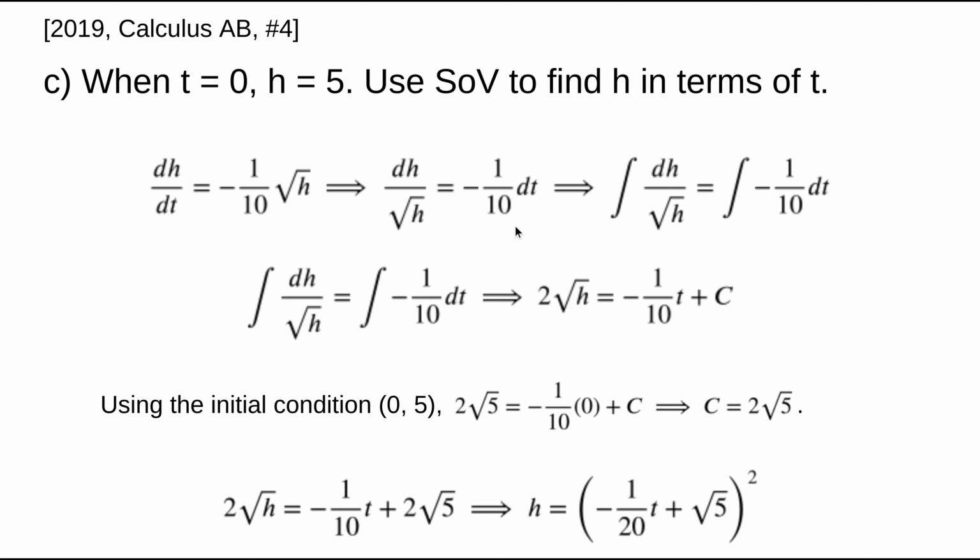2 square root h equals negative 1/10 t plus 2 square root 5. If I divide everything on the right by 2 and then square it, I get h equals negative 1/20 t plus square root of 5, and then I have to square that, and that is h in terms of t.